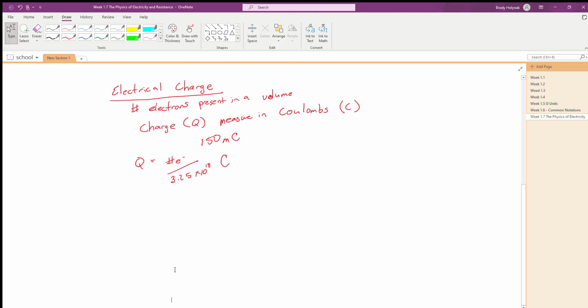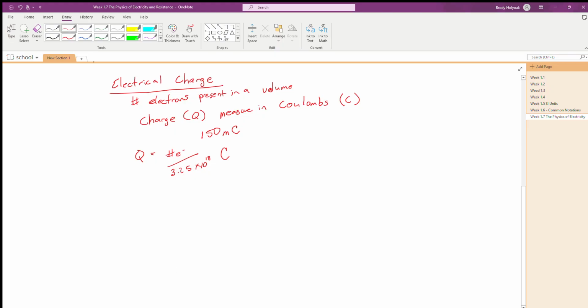All right, so now that we have our electrical charge, we can look at the next idea, which is voltage. Voltage is designated by the symbol V, capital V, and it's measured in volts, which is also capital V. So voltage we get easy on the SI units. V is the thing, and V is what it's measured in.